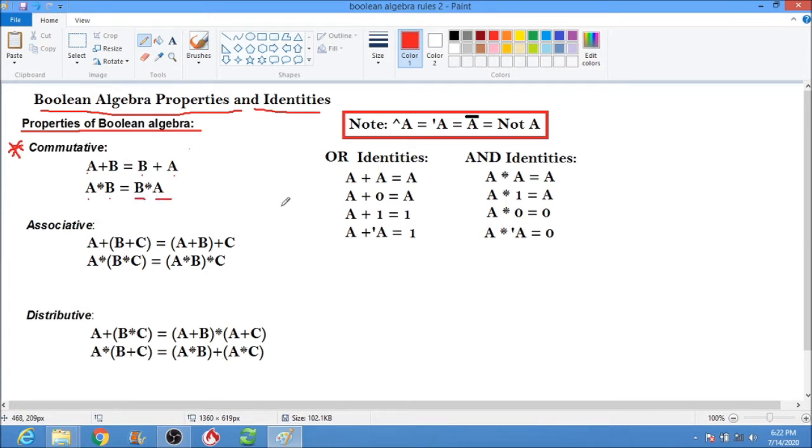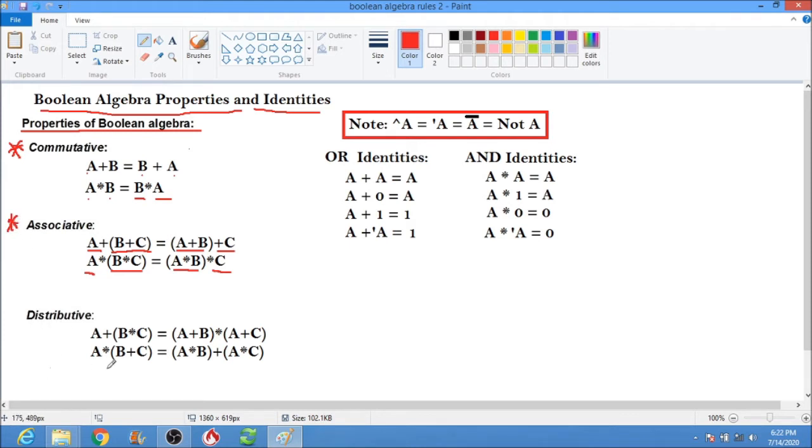Now, for the associative property, A plus B plus C is also equal to A plus B plus C. Or, for the AND gate, A times B times C is also equal to A times B times C. That is for the associative property.